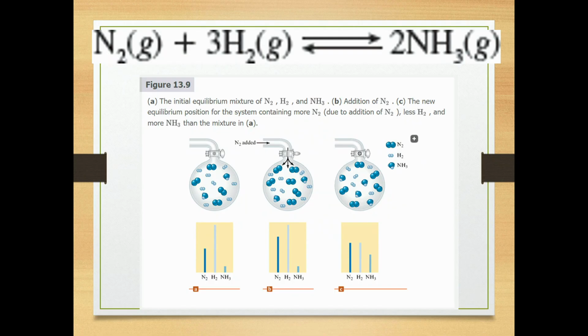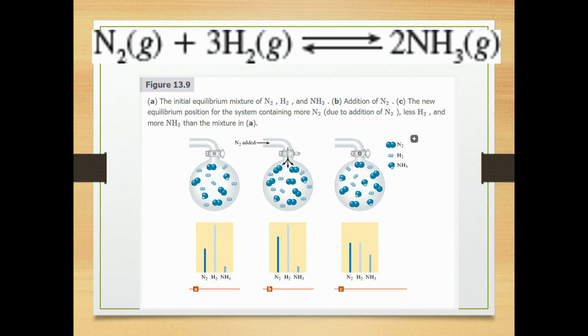I start with some balance with a fairly small amount of NH3 produced. The K value for this is not great. So I add more N2. You can see the first dark blue column increases. The H2 stays the same. And when it shifts, it wants to shift to a new equilibrium, and I have more NH3. Adding that extra N2 forces that N2 that I've added to react with H2 and make more NH3.